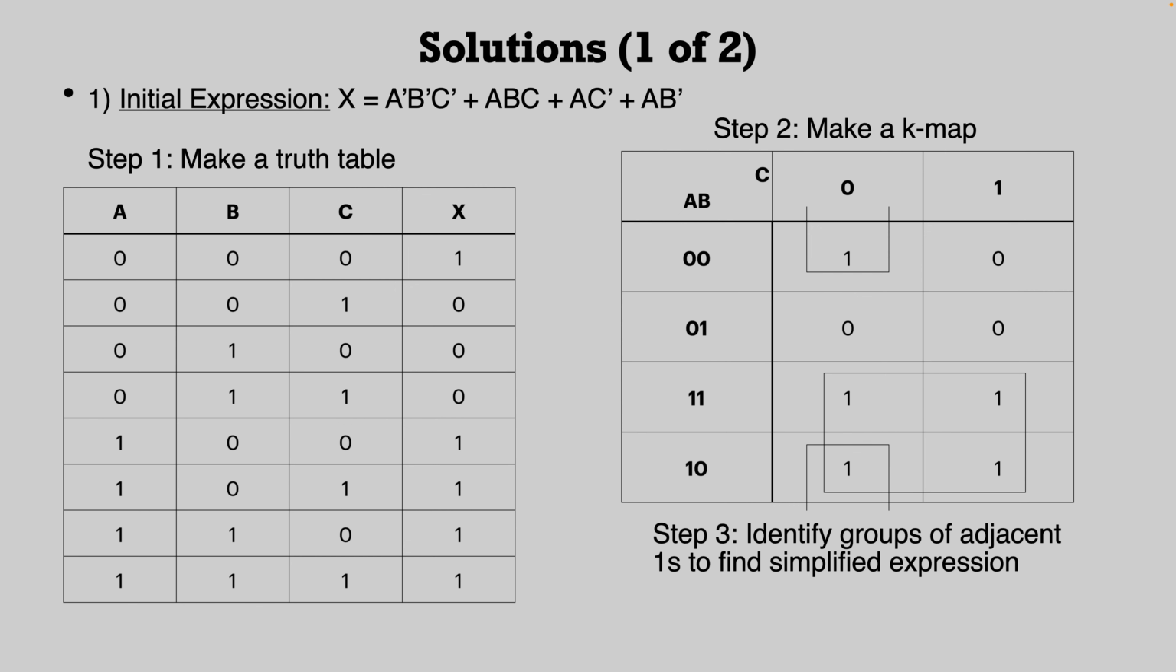Because as I said, with bigger groups you get simpler expressions, but when it's smaller, you might still have multiple variables in that term. So that leads us to a final expression of X is equal to A or inverted B and inverted C, which is far simpler than what we had at the start.